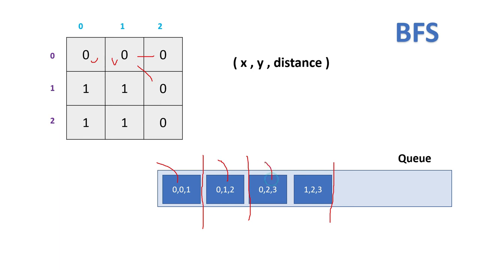Now we have to pop this one, 0, 2, 3. So if we pop 0, 2, 3, what we have to insert? Its adjacent, that is this one, 1, 2, and there I have to increase the distance, 1, 2, 4. Now if you pop this one, 1, 2, 3, then we can insert this one because that is the adjacent only. So it will be 2, 2, 4, because as they are in the same layer, their distance will be same.